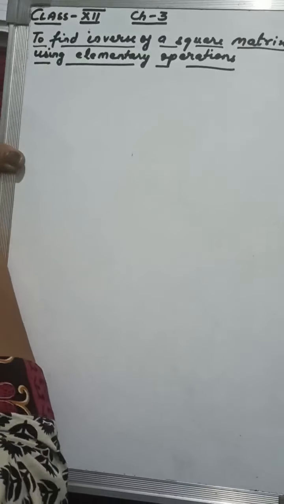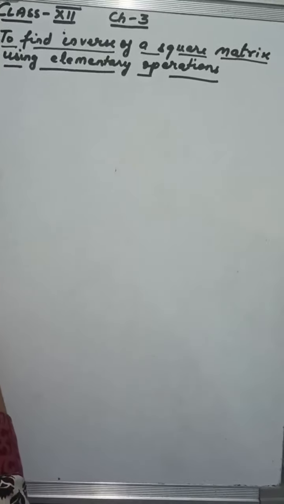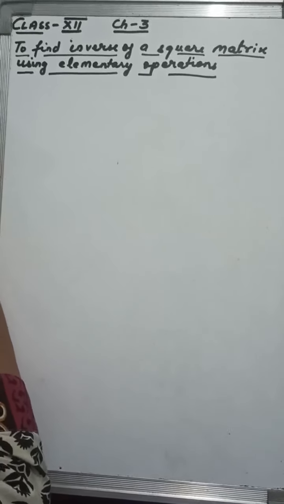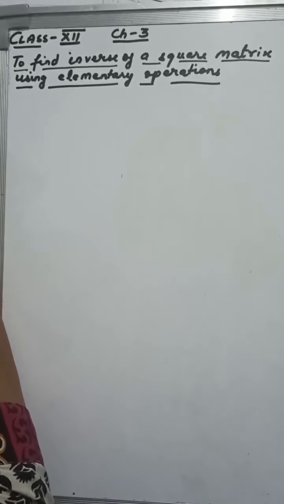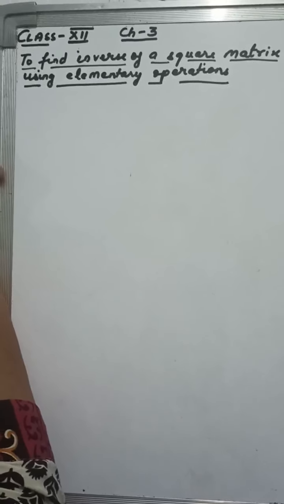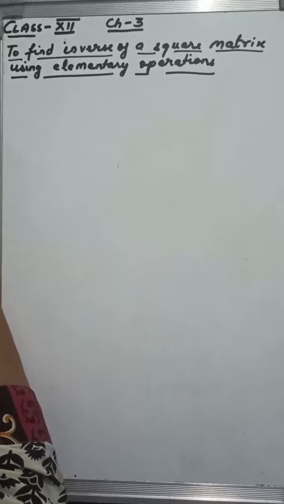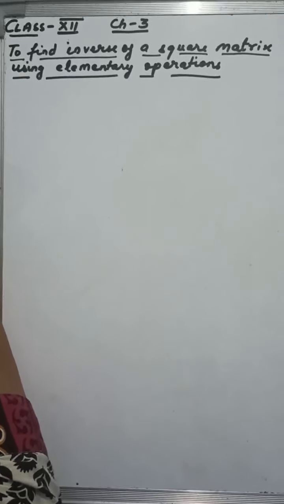Good morning, students. You have already understood the calculation for A inverse using the method of adjoint. That is, A inverse is equal to adjoint upon determinant. Now, in this video, we will understand A inverse using elementary operations, that is, with the help of elementary row operations or elementary column operations, we will calculate A inverse.